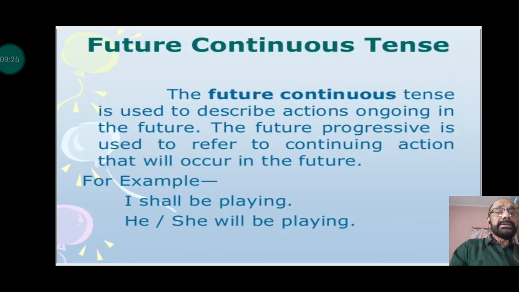Now continuous tense. The future continuous tense is used to describe actions ongoing in the future. The future progressive is used to refer to a continuing action that will occur in the future. I shall be playing cricket when you visit me next day at 10. That action would be in progress in the future.